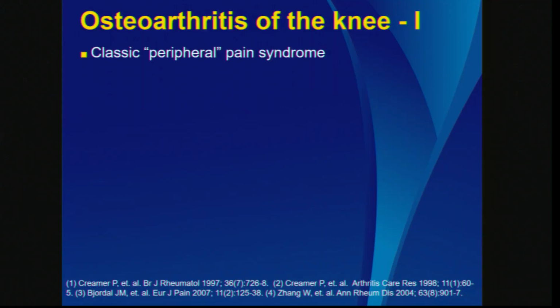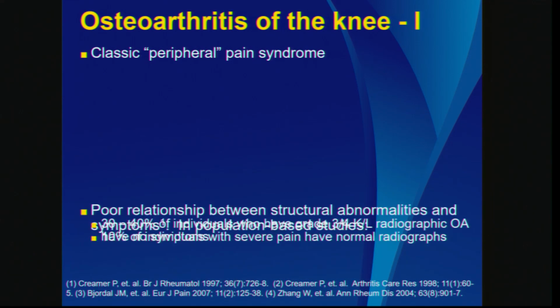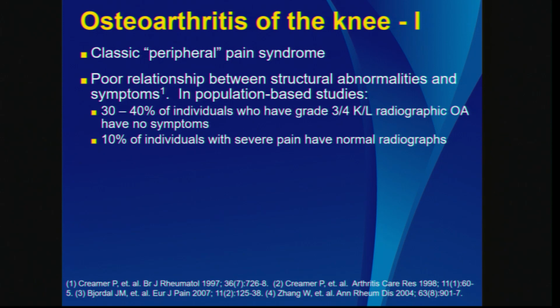So even though 30 or so years ago when I was trained as a rheumatologist, before I morphed into being a pain researcher, I was taught that osteoarthritis was our classic peripheral pain condition, that what you saw on the x-ray or the MRI was what someone would experience. That turned out to be totally wrong. There's a terrible relationship between radiographic findings and the presence of pain or the severity of pain.